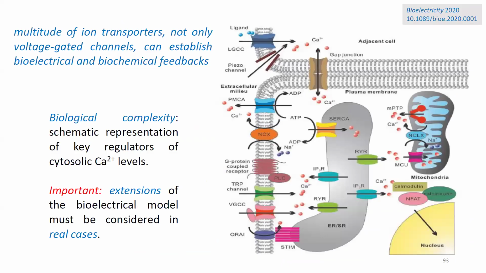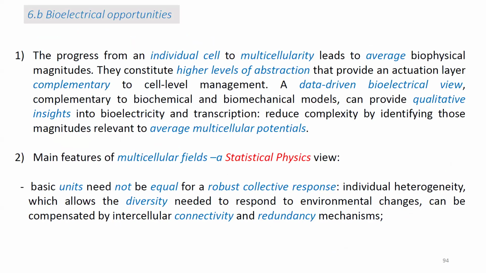Again, another limitation of the model we have explained before is biological complexity. When trying to apply our model to real cases, an extension of the model should consider specific ion pumps and ligand-gated ions, which we have not considered. But again, we think that the progress from individual cell to multicellularity immediately leads to average fields. And these average fields should be a complementary method to cell level management, because they are characterized by higher levels of abstraction.